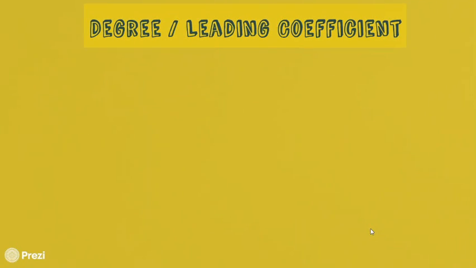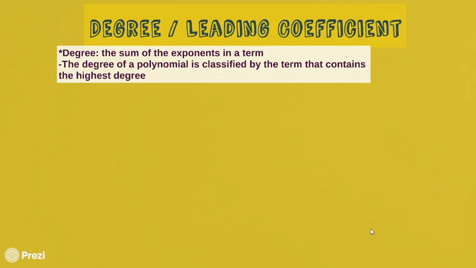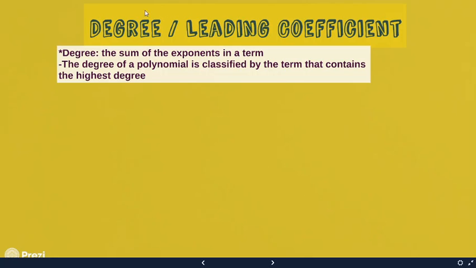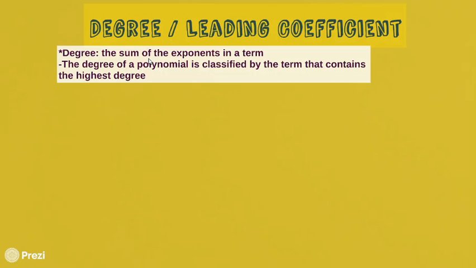Okay, so now we need to talk about something called a degree or a leading coefficient. Okay? So the degree, basically each term has a degree. Also, the entire polynomial has a degree. If you add up all the exponents that are on variables in a term, so be careful, this is only about variables. If you add up all the exponents on all the variables within one term, that is the degree of your term.